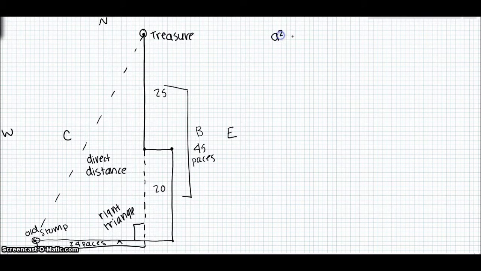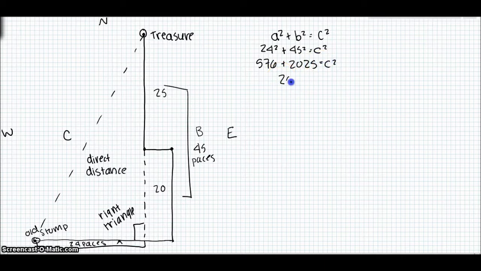To figure out the direct distance, the hypotenuse, you will use the Pythagorean theorem. The Pythagorean theorem is A squared plus B squared equals C squared. Now, all you have to do is plug in the numbers that you already have. So A is 24, so it's 24 squared. B is 45, so it's 45 squared. And C squared is still C squared. 24 squared is 576. That's plus 2025, which equals C squared.